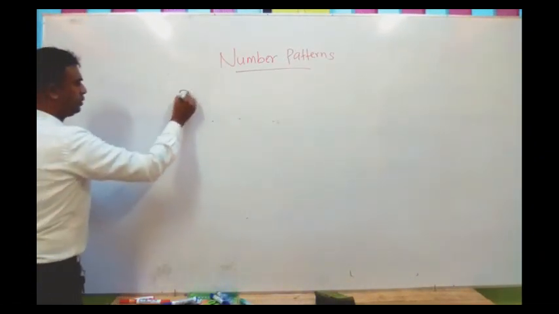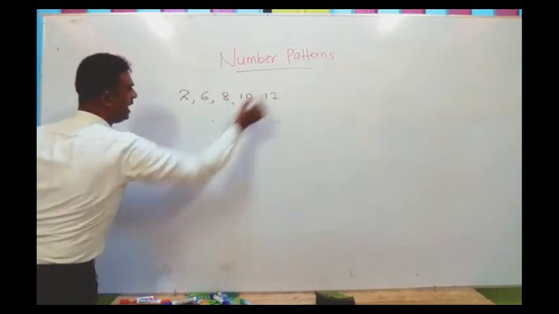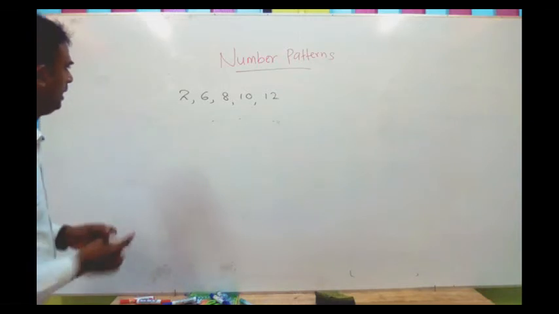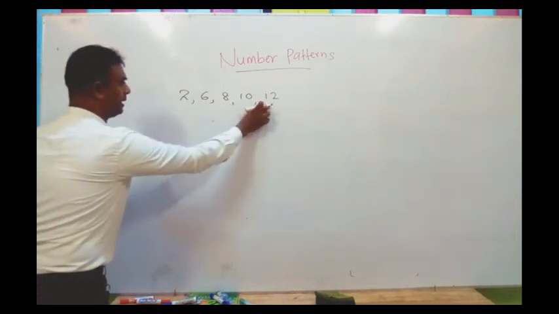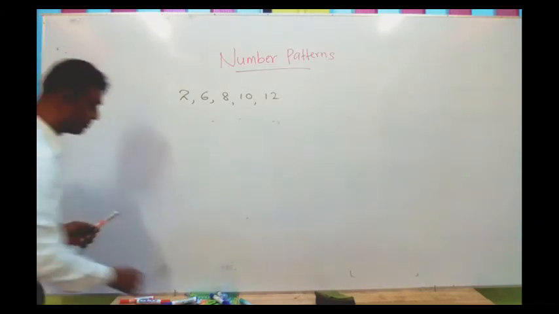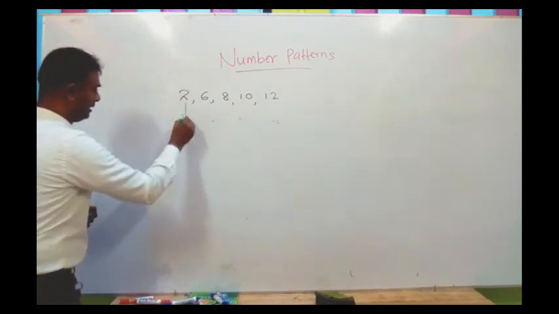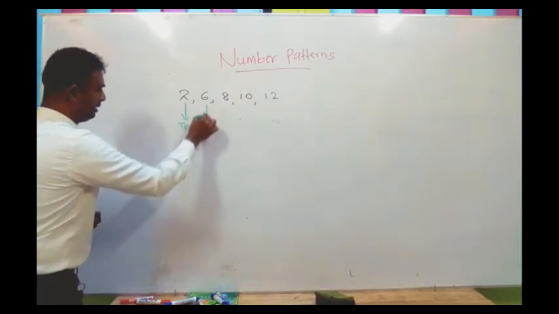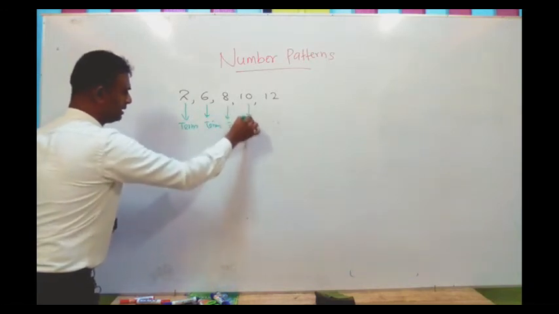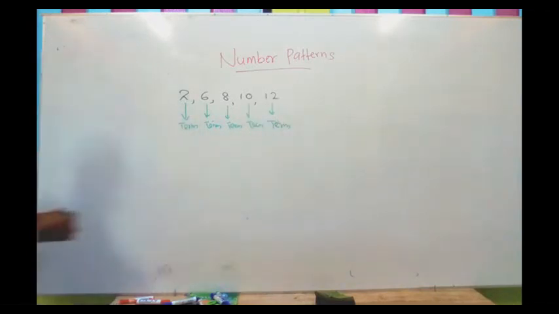For example, 2, 4, 6, 8, 10, 12. This is a number pattern. This is an even number pattern. Every number of these number patterns, we call terms, terms of the number pattern. This is one term of the number pattern. It's a term. This is a term. This one is also a term. This one is a term. This one is the term.